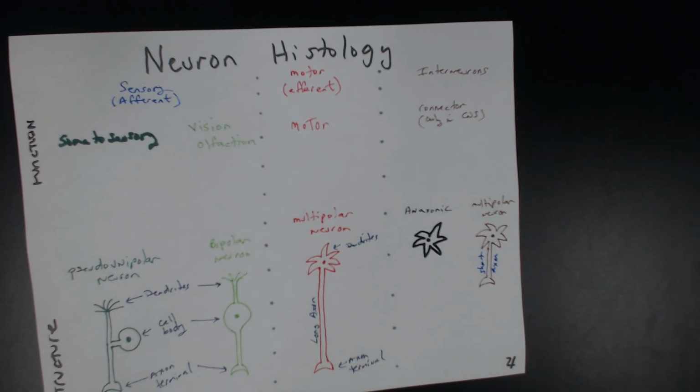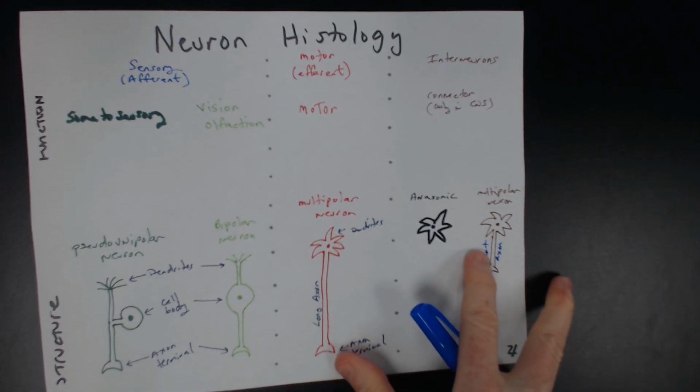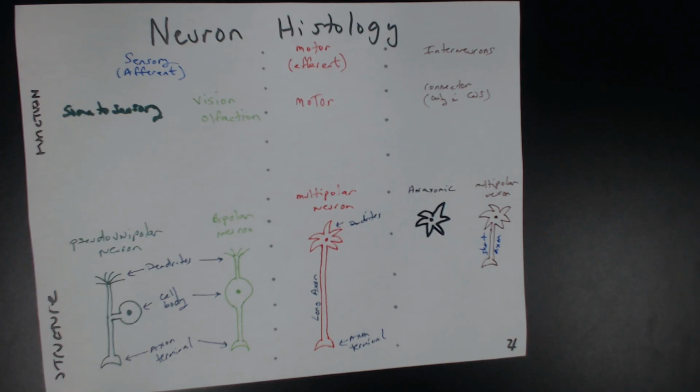And again, this neuron histology is nothing more than what these neurons look like under a microscope. Essentially, structure follows function. Whatever the function of the neuron, they have a structure associated with that function. Okay, so somatosensory is going to be pseudounipolar. Vision and olfactory is going to be your bipolar. Motor system, standard multipolar. And your connector neurons, or your interneurons, are going to be your anaxonic, or a multipolar with a characteristically short axon.